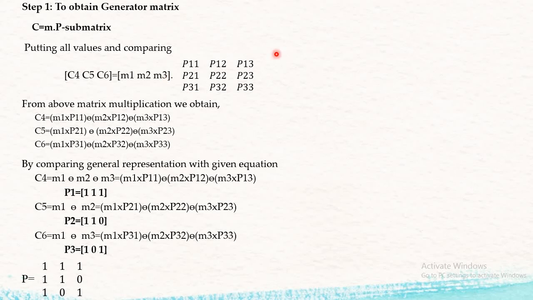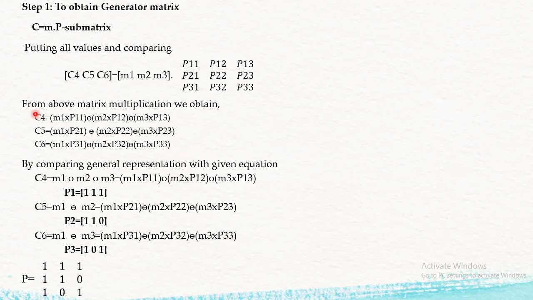For that we are using the generalized representation, that is C is equal to M into P submatrix. P is a submatrix, so we have written P in terms of matrices, that is the values of rows and columns, and we have to extract each and every value. So we compare these two equations and what we come to know is that C4 is equal to, performing a matrix operation, M1 into P11 XOR M2 into P21 XOR M3 into P31. We have written the same thing over here and repeat the same for C5 and C6.